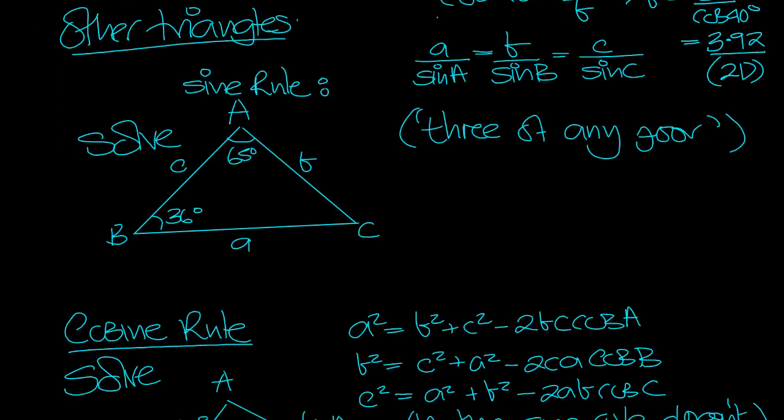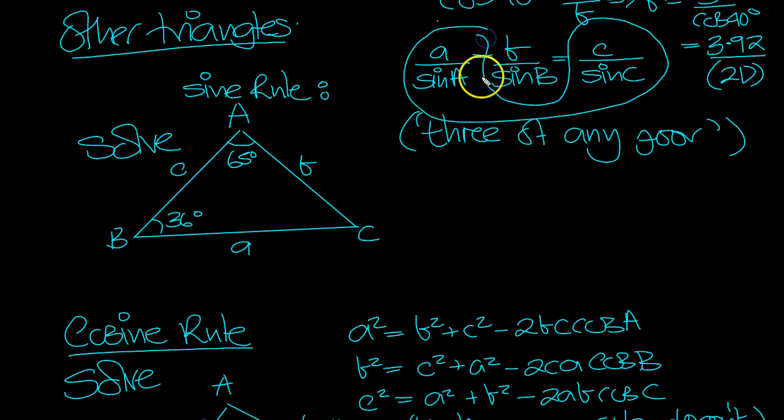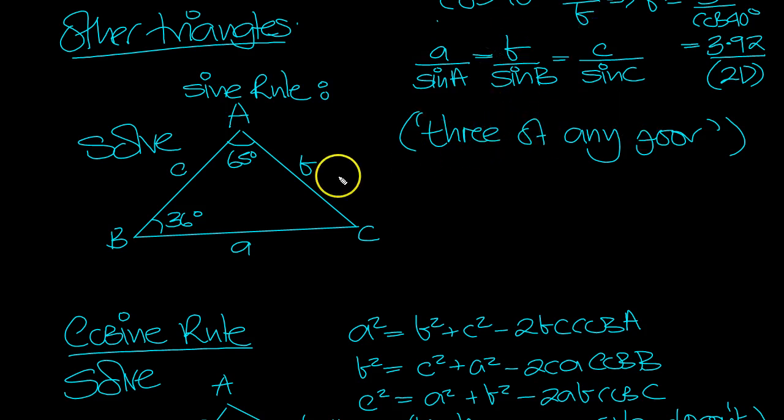Okay, other triangles, we use the sine rule or the cosine rule. Basically, in triangles that aren't 90 degrees, we try the sine rule first. We need 3 of any 4. So this formula, this equals this equals this, it's 3 formulas in one. So you can use that version there, you can use this one, or you can use this one here. And you need 3 of any 4, so I've written that in. So 3 of any 4, then let's tick off what we've got.